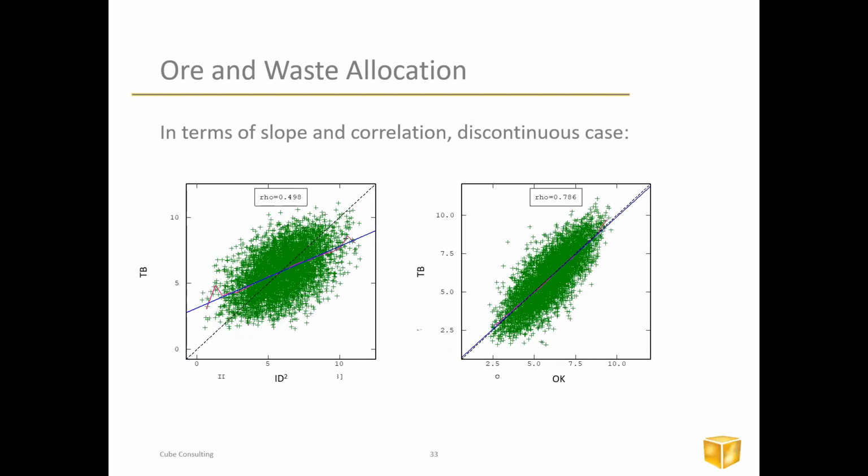But look at the discontinuous case now, it's a bit scary. The slope of regression is definitely not 1 for the ID square. And the dispersion of that scatter plot is much higher. I can't even say that's an ellipse, that's a big block for me. And if we look at the ordinary Kriging, yes, the dispersion is increased, the correlation is less than 1, but the slope is still 1, the correlation is still higher.